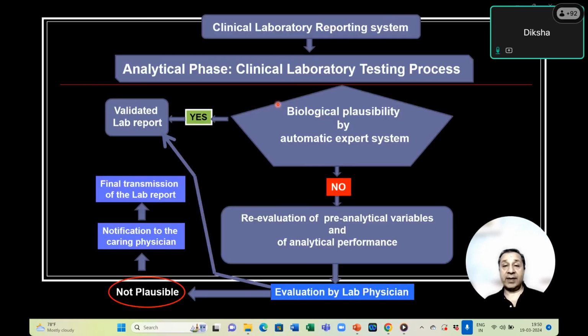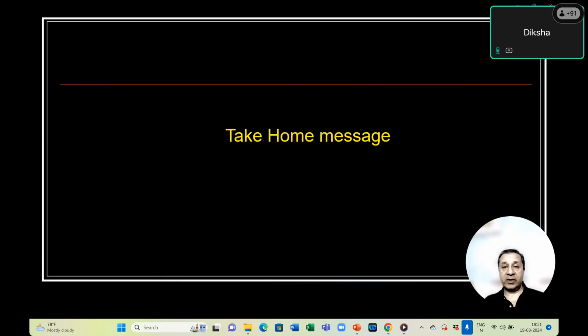So classically, in a clinical laboratory reporting system, you have what is called the analytical phase, which most of us are mainly interested in. You have a biological plausibility check by an automated expert system, which usually involves the middleware. If it is acceptable, then you will just validate the report immediately. However, if that's not acceptable, it'll go through the reevaluation process and maybe through alternate methodologies, or at times it may even go to the laboratory physician's desk, and finally get to what is called the release of reports by an automated system.